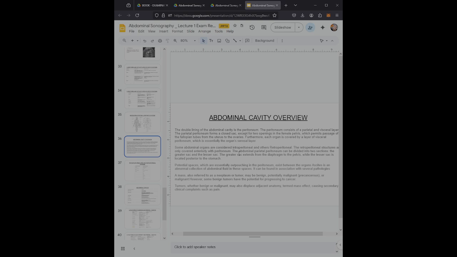We can have masses in the abdomen, which can be neoplasms or tumors. They can be benign or malignant, or potentially malignant. We refer to this as precancerous. And some benign tumors have the potential to progress to cancer. Tumors, whether benign or malignant, may displace adjacent anatomy, and we term this mass effect. So we can move on. Well, I will add that mass effect can cause certain complications or complaints related to pain.